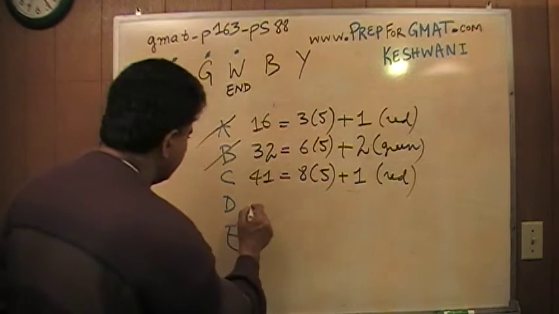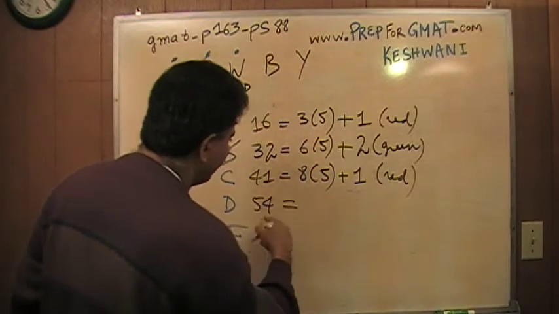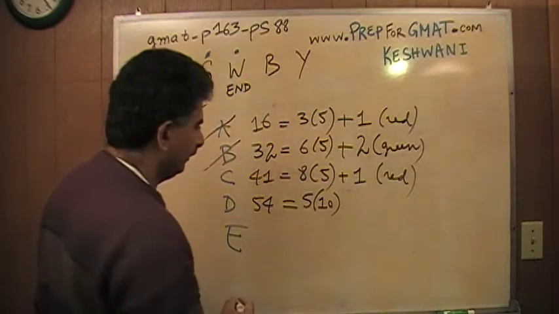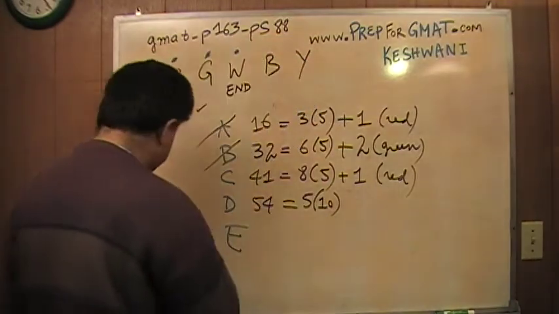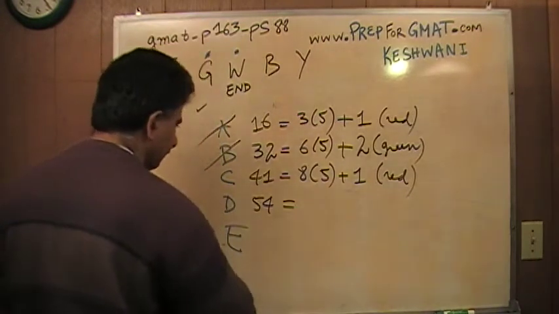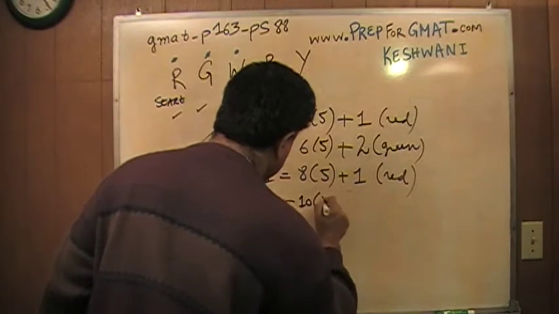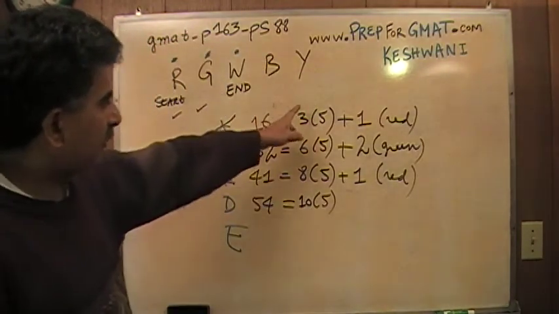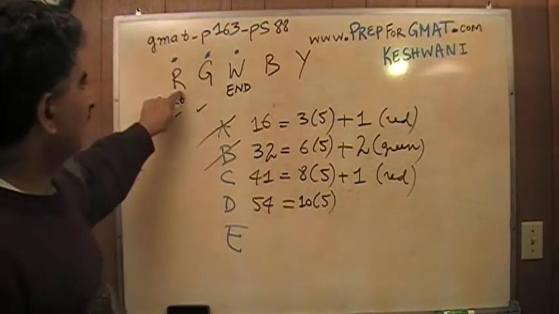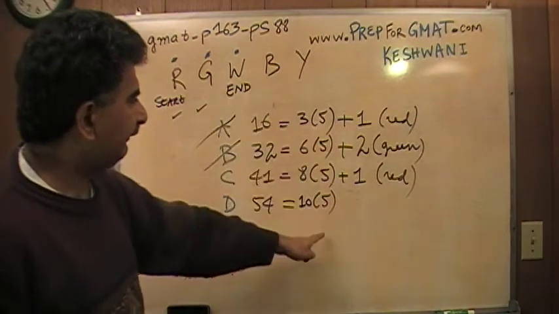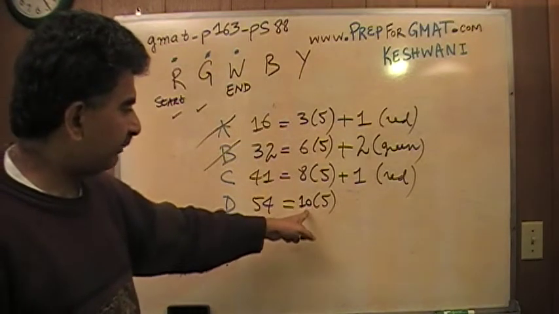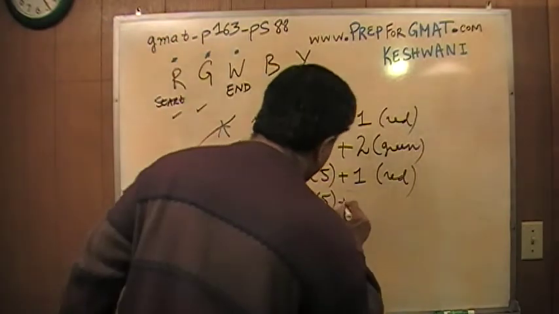Could 54 work? 54 is 5 times 10, which is 50. Why am I doing 5 times 10? It doesn't matter, but it should be 10 times 5, because I'm trying to show you here how many complete patterns you will have, and each pattern has 5 beats. Red, green, white, blue, yellow, 5 beats, and this shows you how many complete patterns you will have. If you have 54 beats, you'll have 10 complete patterns, and you have a 4 left over.